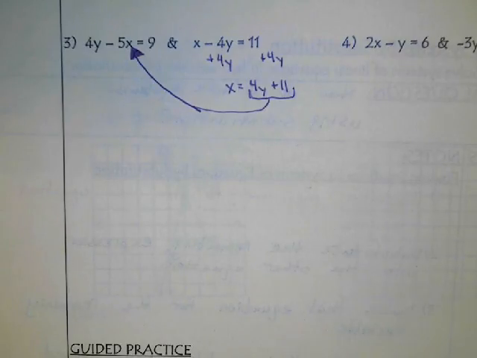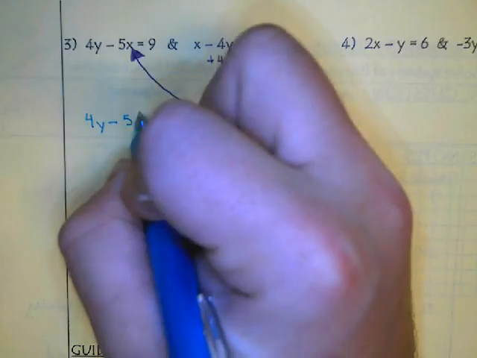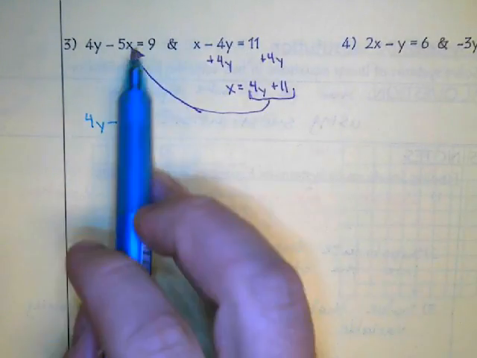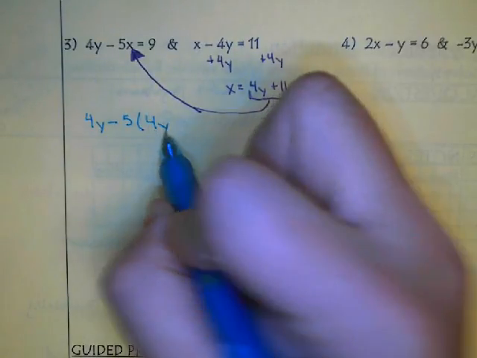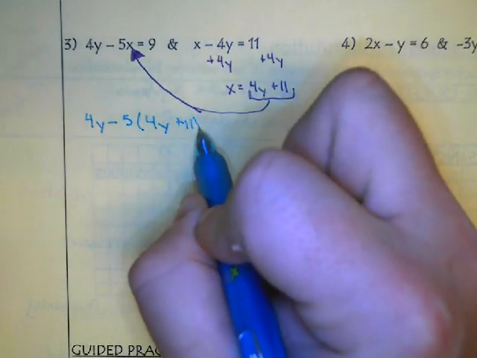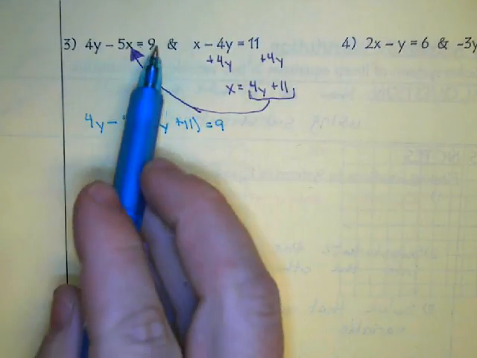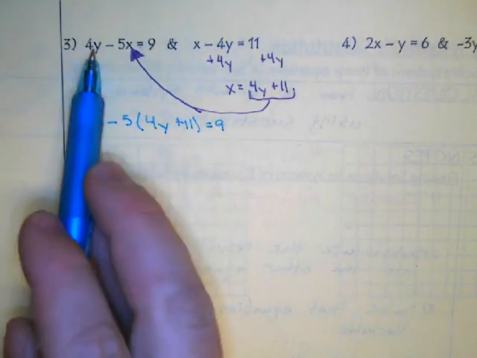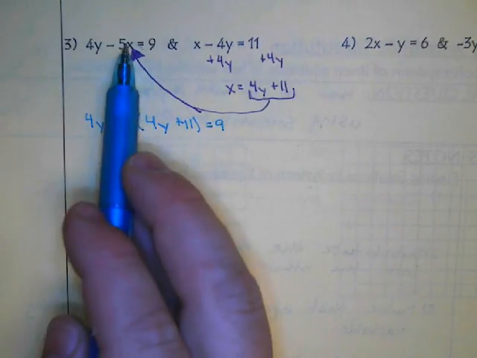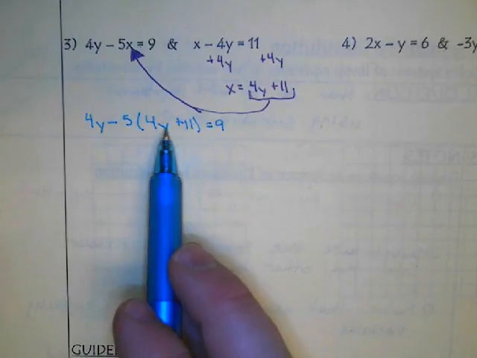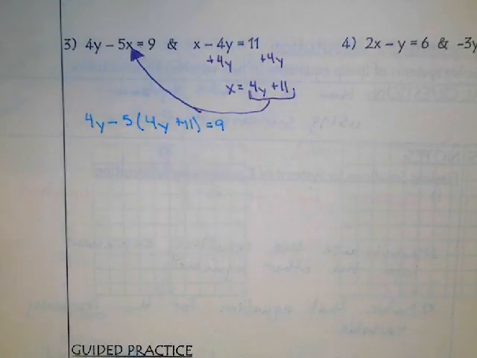So what that's going to look like is I'll have 4y minus 5 times. Now I have to multiply it by this entire x, so that's why I'm going to use parentheses. So we'll have 4y plus 11, and then I bring my equals 9 down. Equals 9 is coming from right there. So I have my 4y, my minus 5 times x, which is now 4y plus 11. We've turned the x into what it equals. And then we bring down the equals 9.